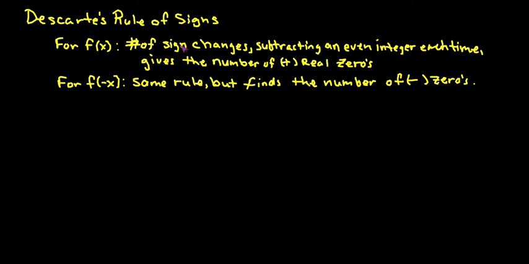And definition wise, what it's going to tell us is this. It's going to say that if I take my polynomial and count the number of sign changes, it's going to give me the number of positive real zeros. Now, whatever that number of sign changes is, I can subtract an even integer from that each time to find every possible situation. So if I ended up with 7 sign changes, I would subtract 2, I would subtract 4, I would subtract 6, and that's going to tell me that I'm going to have either 7 positive, 5 positive, 3 positive, or 1 positive real zero.